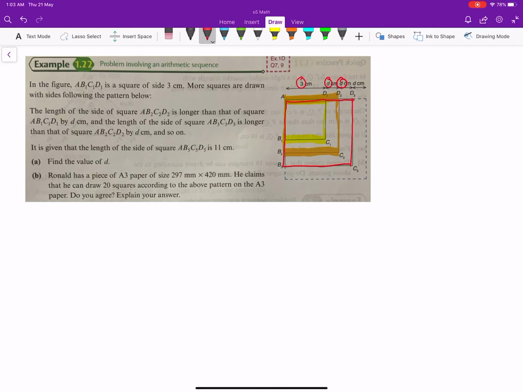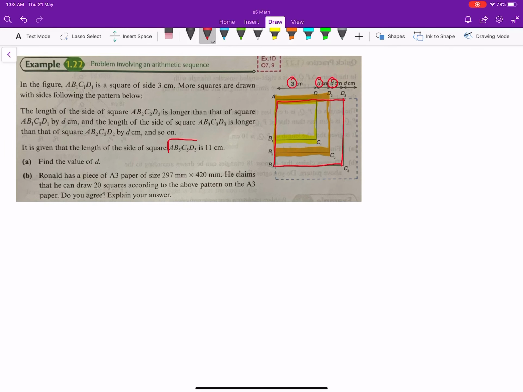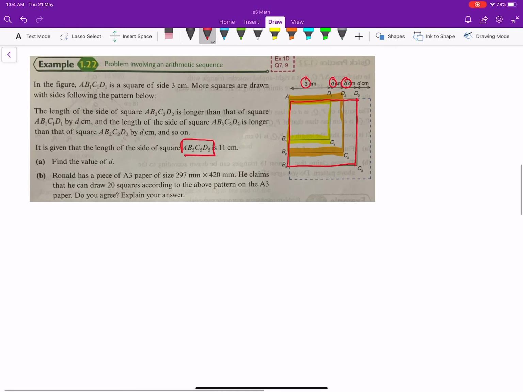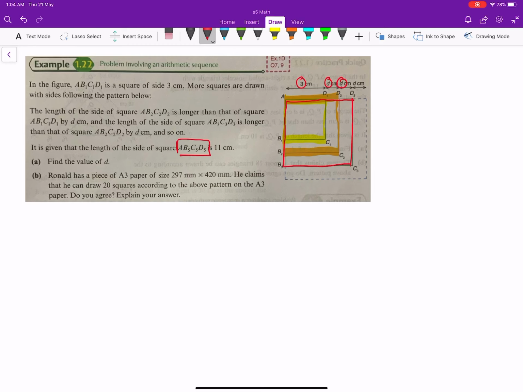So now it is given that the length of the side of square A, B5, C5, D5 is 11 cm. So now actually we're concerned with the length of the side. This is very important. So you need to know what your concern actually is.